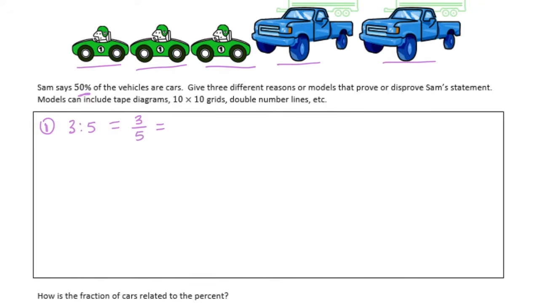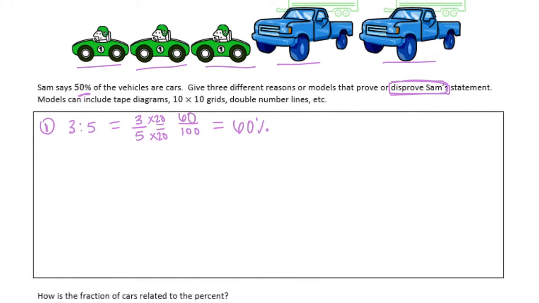3/5, and 3/5, if we wanted to make that into a fraction or a percent, it needs to be out of 100. So I need to figure out how to get from 5 to 100. So 5 times 20 is 100. So if I do 3 times 20, that is 60 out of 100, which would be 60%. So I am going to disprove Sam's statement because there are more cars than trucks. So 60% of the vehicles are cars, not 50%.